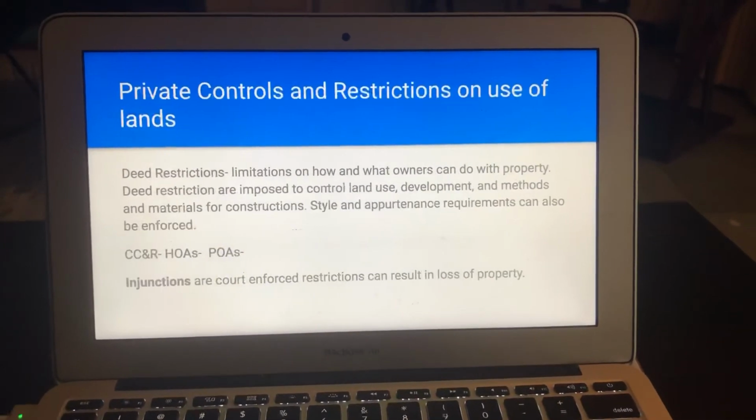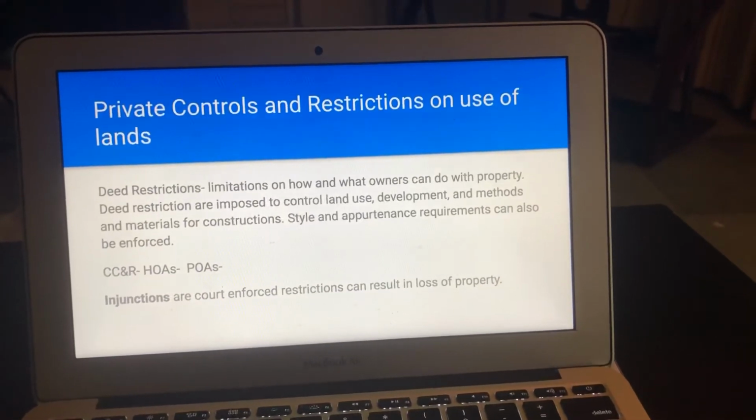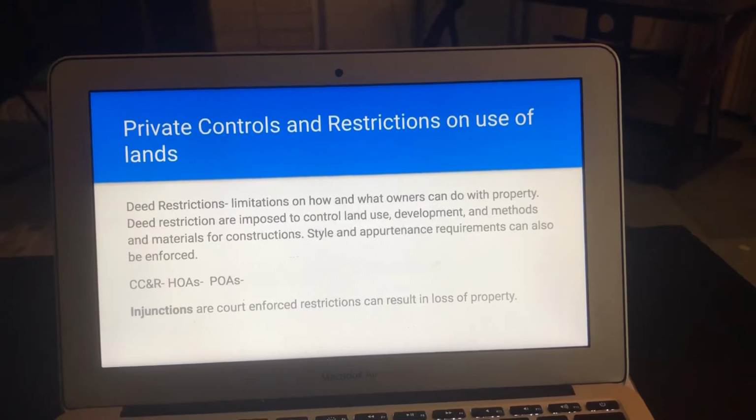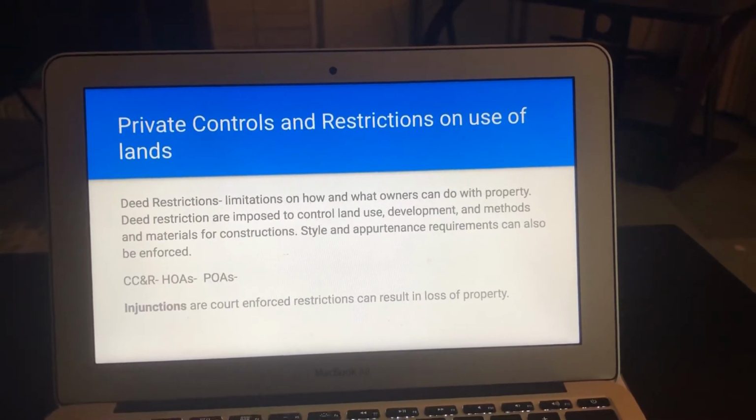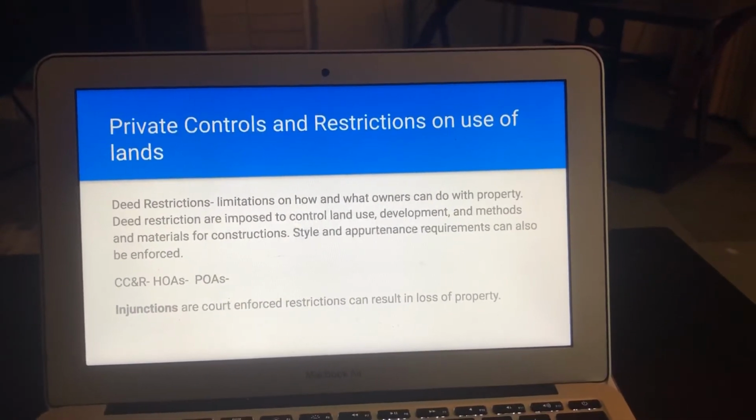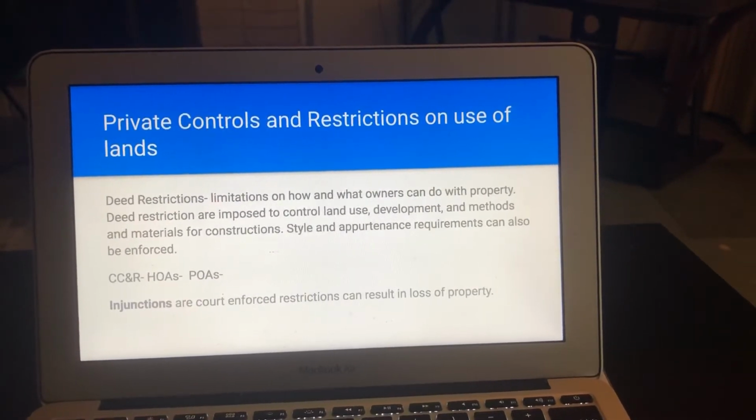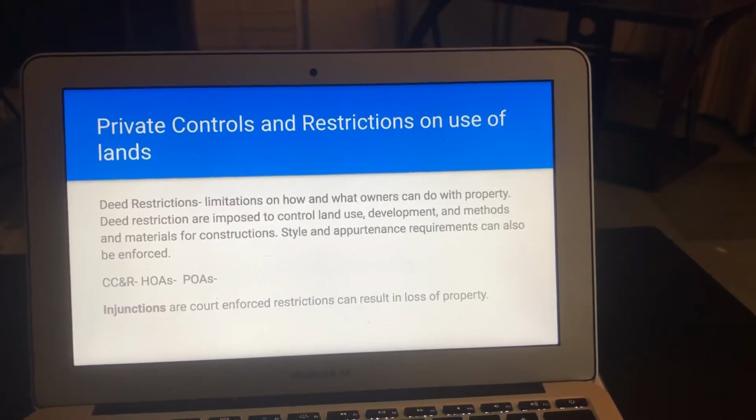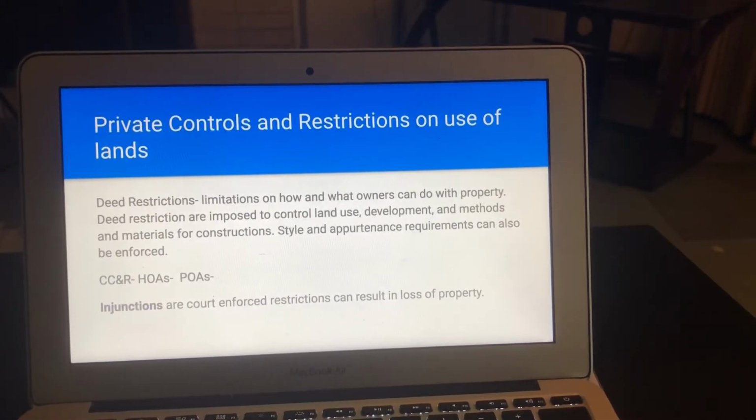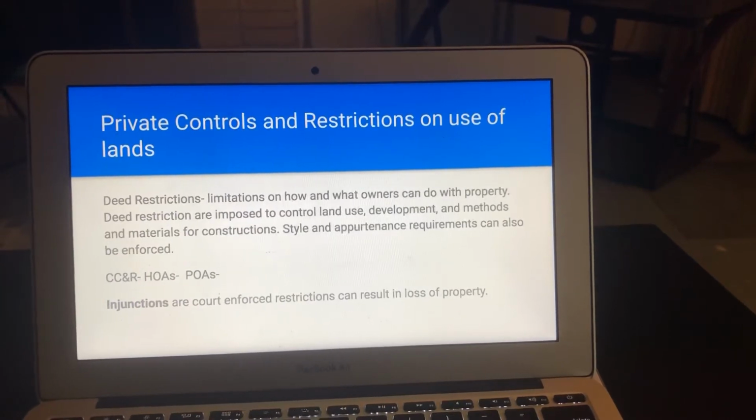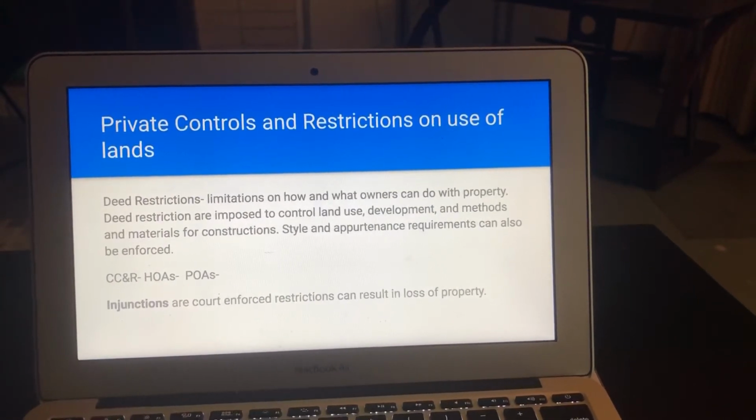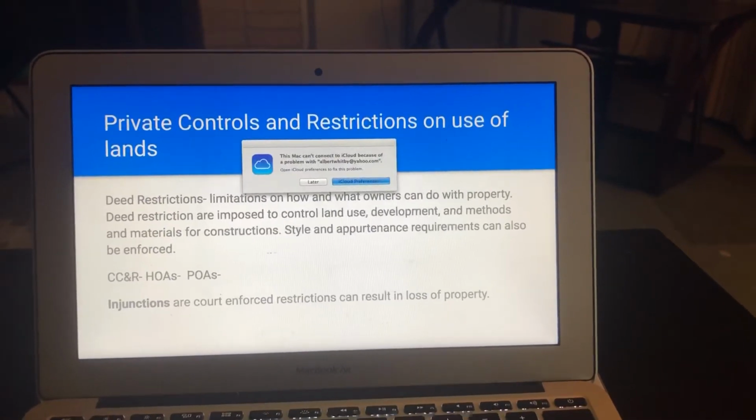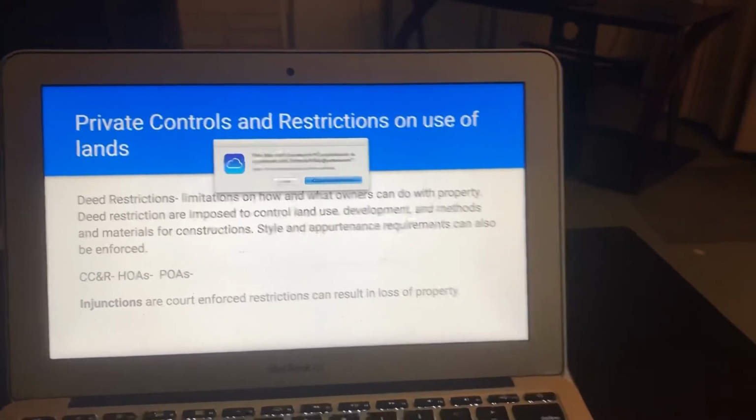That's escheat. Private controls and restrictions on the use of land. You have deed restrictions, or limitations on how and what owners can do with property. Deed restrictions are imposed to control land use, development, and methods and materials for construction. Style and appurtenance requirements can also be enforced. You have CC&Rs, HOAs, and POAs. Injunctions are court-enforced restrictions, and they can result in the loss of property.